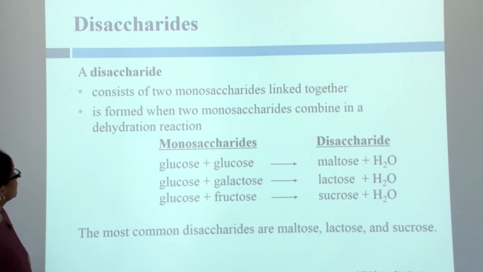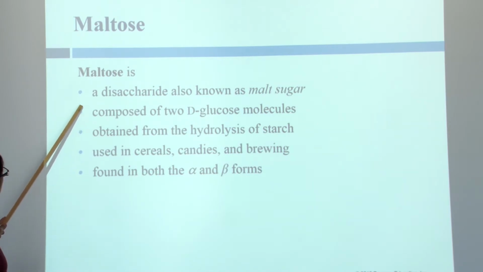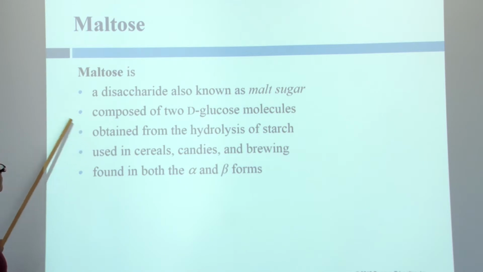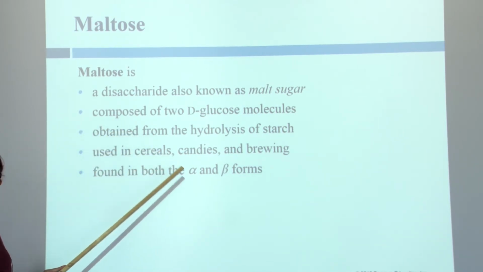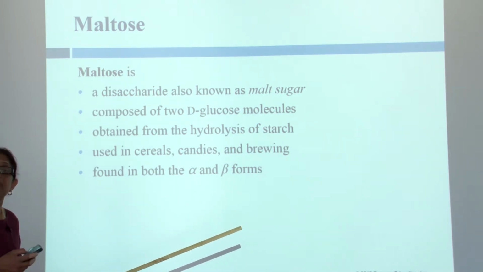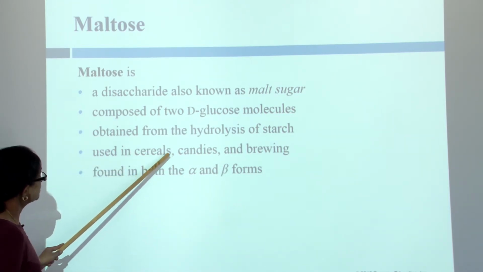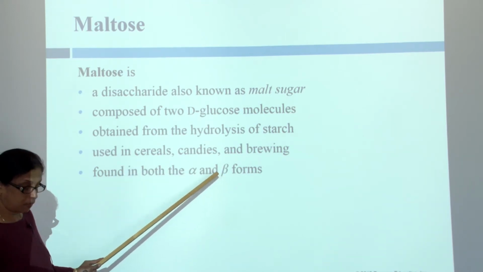Now let's see them individually. We're taking maltose. Maltose is a disaccharide, also known as malt sugar. It is composed of two units of D-glucose. It is obtained from the hydrolysis of starch. Starch is a very large molecule, and hydrolysis means breaking down. Maltose is used in cereals, candies, and brewing, and is found in both alpha and beta forms.